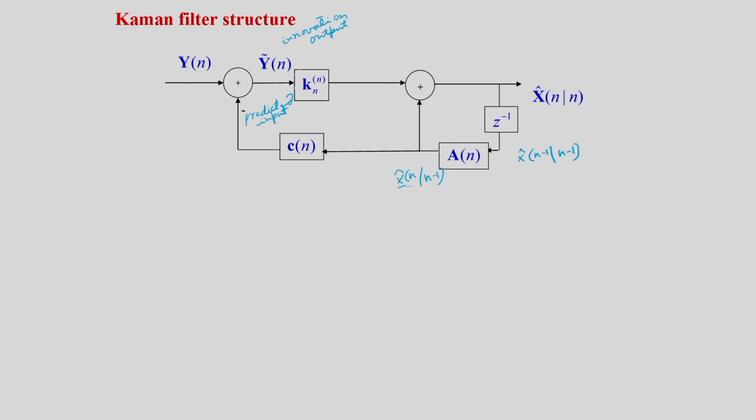And this innovation output is scaled by the Kalman gain, and this is the correction term, and this correction term will be added to the predicted value. So, x hat n given n minus 1 plus Kn times y tilde n will be added and we will get x hat n given n. So, that way we see that there is a prediction part and there is a correction part. The predicted signal is passed through the output matrix multiplier, and then we get the predicted input. That predicted input is subtracted from the input and we get the innovation, and this innovation is used to get the correction term. That way the Kalman filter is a prediction corrector filter.